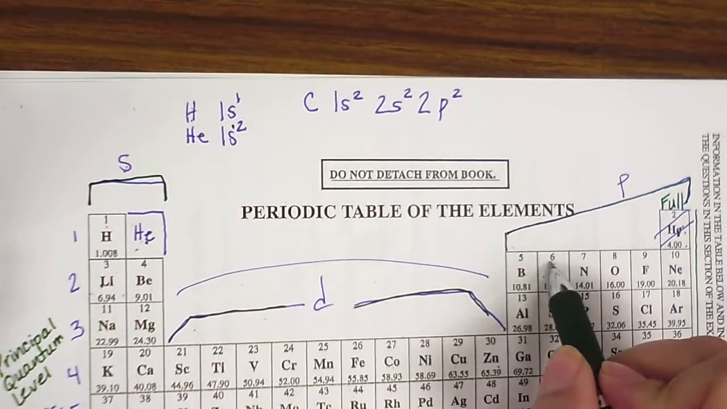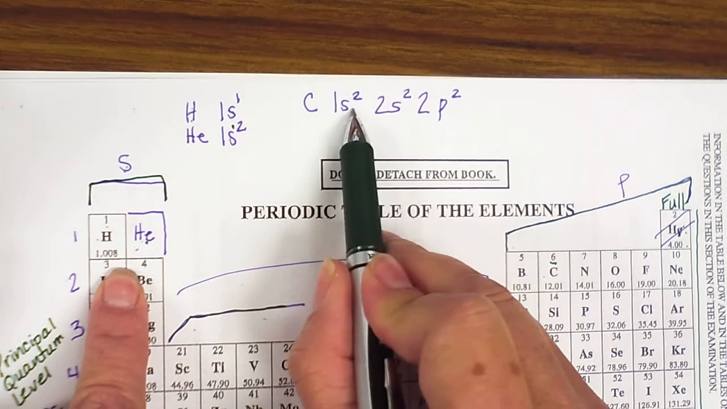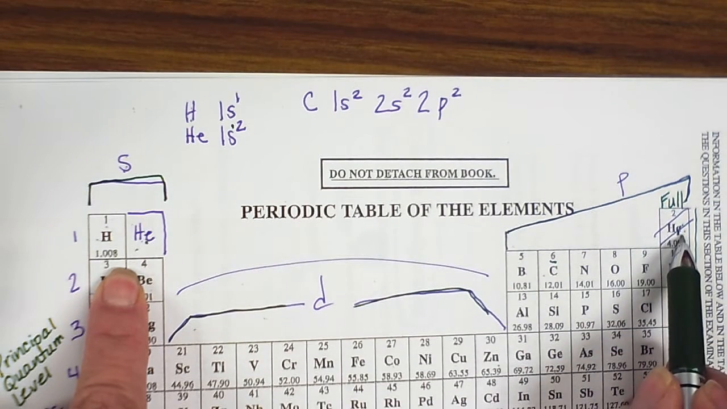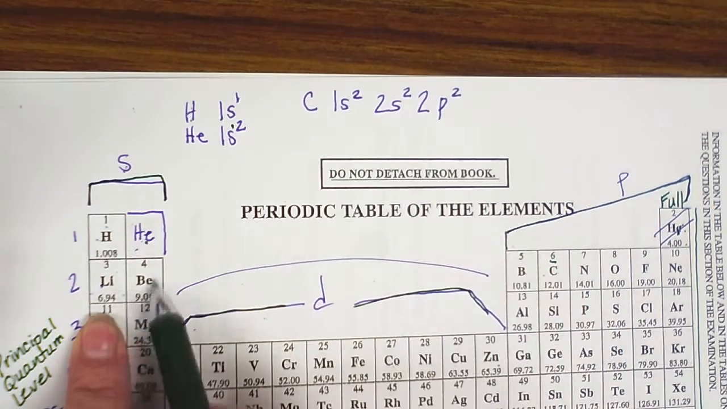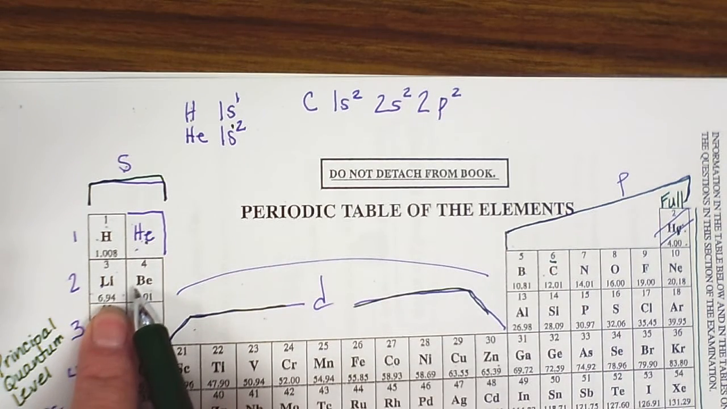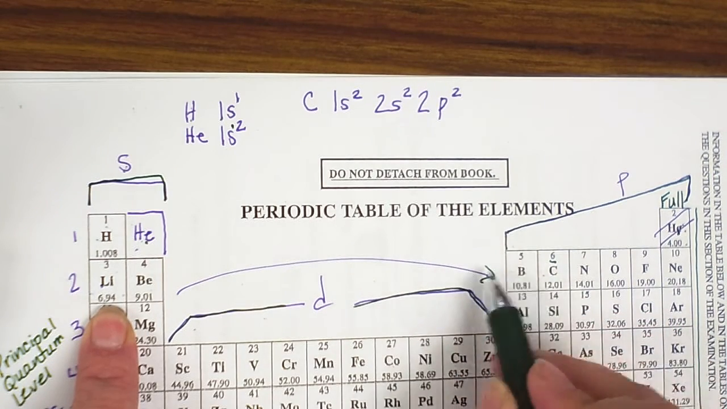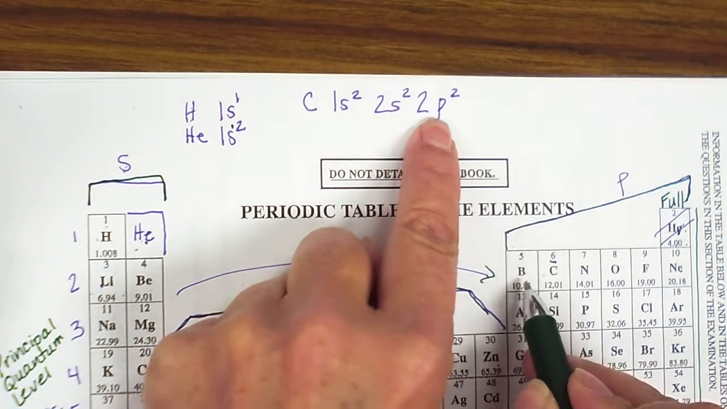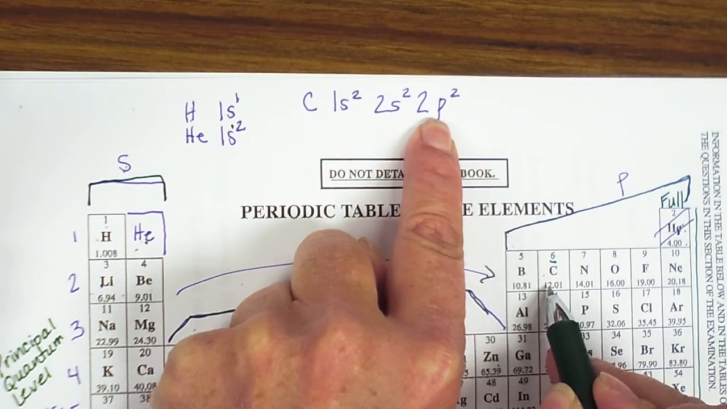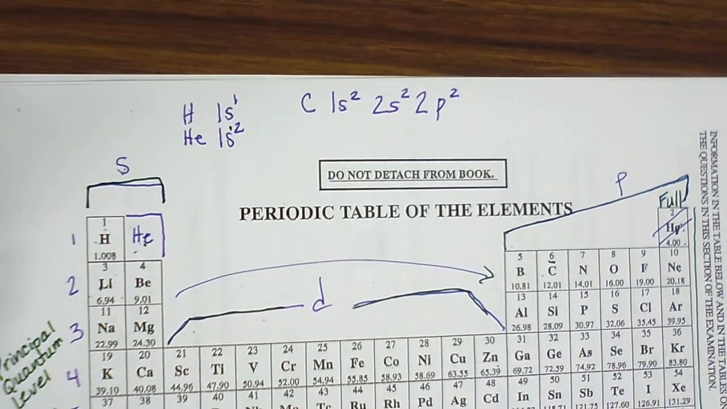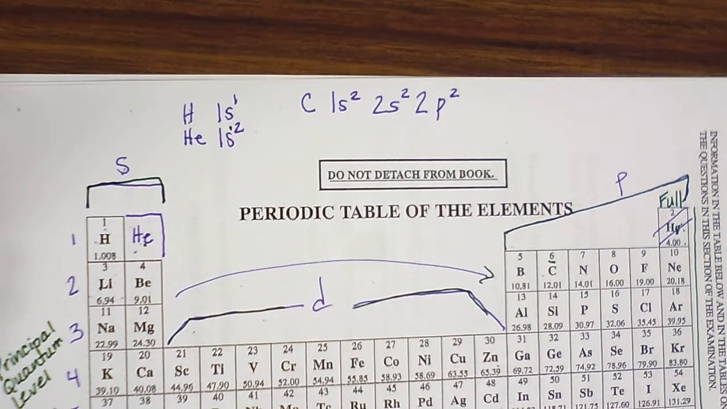So let's look at carbon, which we did the other day. We said carbon has 6. So we're going to go 1s1, 1s2, full, helium. Now let's go to the second energy level. 2s, we're going to put 2 electrons in there, and now it is full. We're going to skip the d block, and we're going to go to the second energy level, P sublevel, and we're going to put 2 electrons in. So that will give us 6 electrons. So 1s2, 2s2, 2p2. Okay?